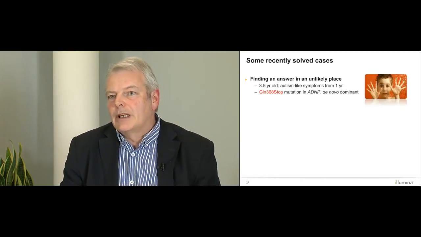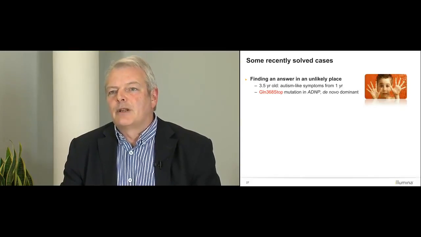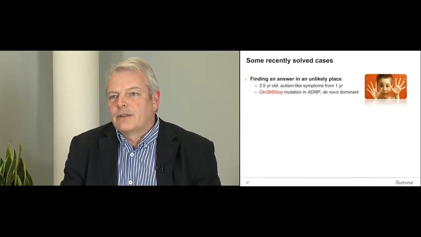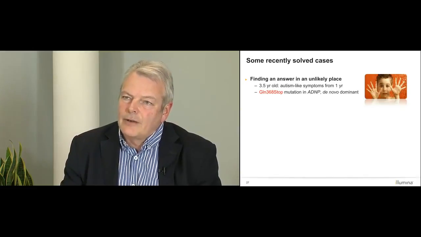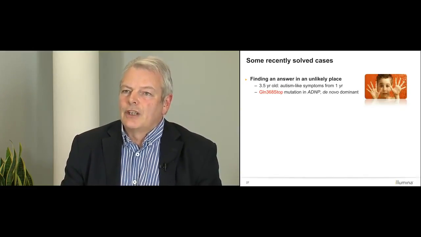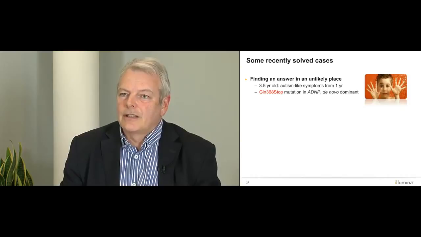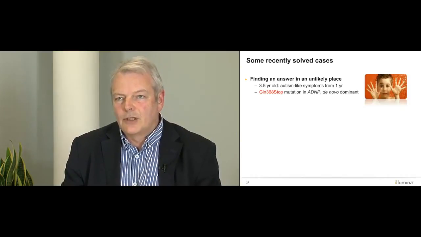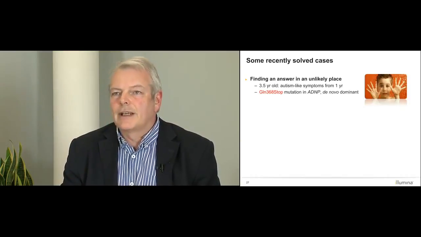Here's one example of autism-like symptoms in a 1-year-old, where actually the answer was found in a gene that was not previously known to be involved in such a condition, but the genome-wide approach enabled us to actually chase and identify such a mutation, a de novo dominant mutation in this particular case.